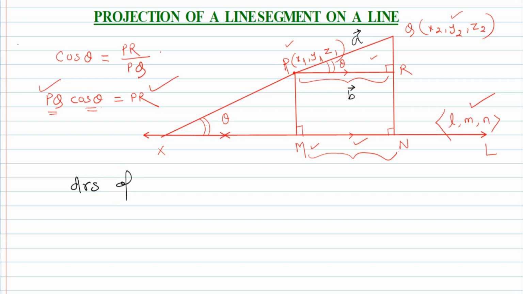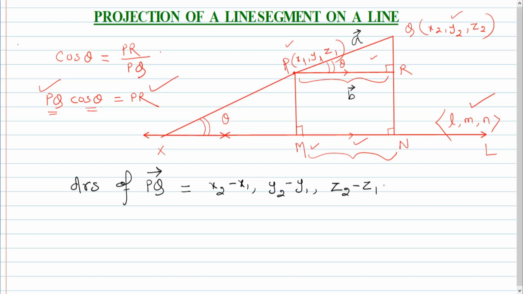DRs of PQ. Now DRs of PQ is equal to how much? That is x2 minus x1, y2 minus y1, z2 minus z1. So this is the direction ratio of the line segment PQ.